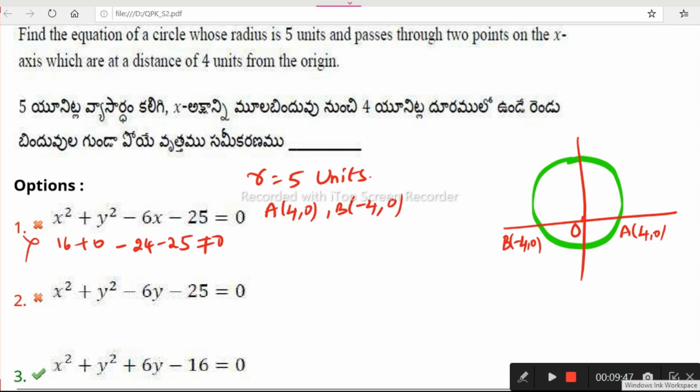Let's look at the second option. 4 squared is 16 plus 0 minus 25. So it is also not equal to 0.